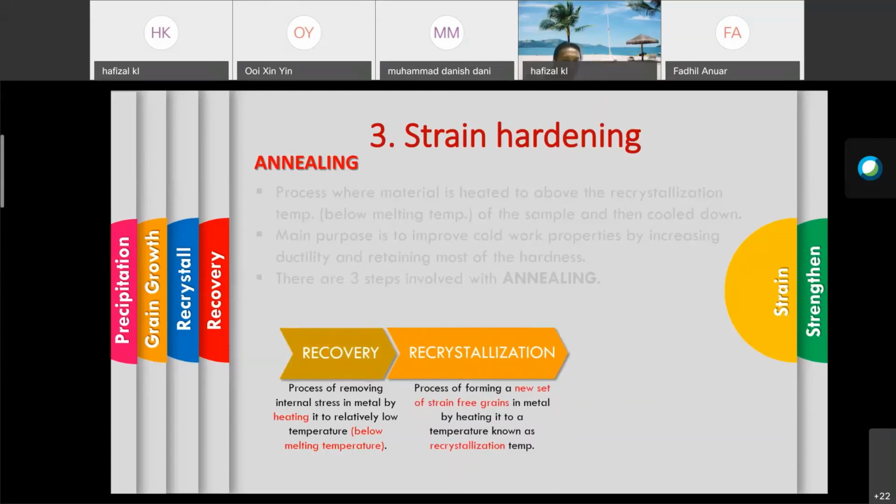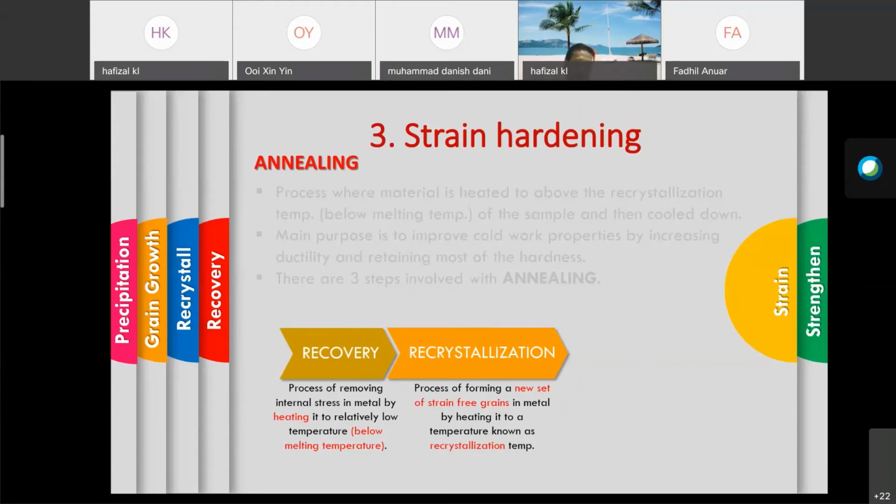And then the next process is recrystallization. In recrystallization, a new set of strain-free grains in the metal is produced. We know from before that crystallization, or what is also called solidification, involves nucleation, primary and secondary dendrites, and so on. In this case, we heat the metal to a temperature below the melting point.